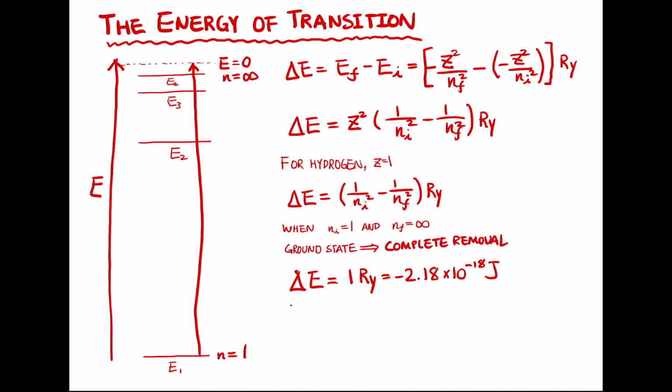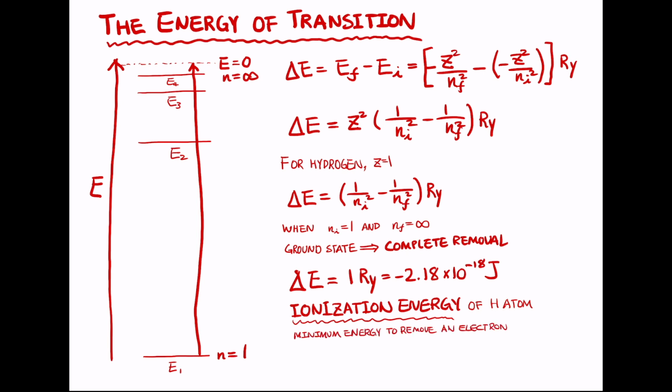This is the ionization energy of the hydrogen atom, the minimum energy required to remove an electron from an atom, making a singly charged cation. Multiplying this extraordinarily small value by Avogadro's number gives the ionization energy per mole of atoms for hydrogen.